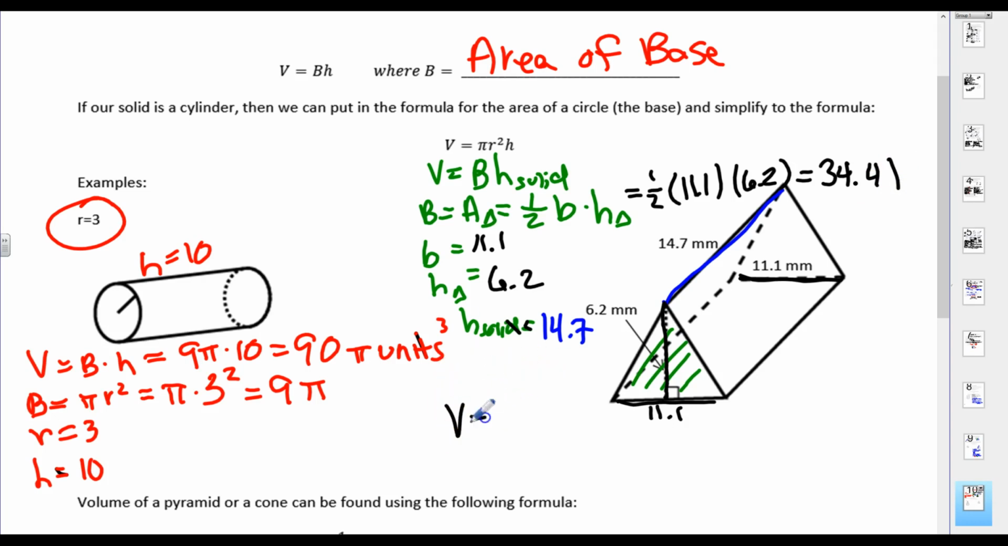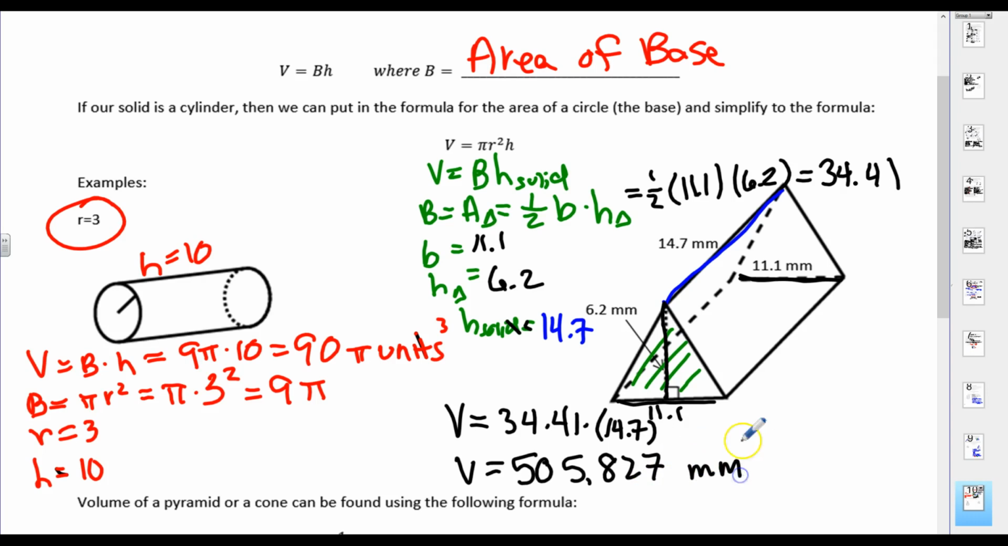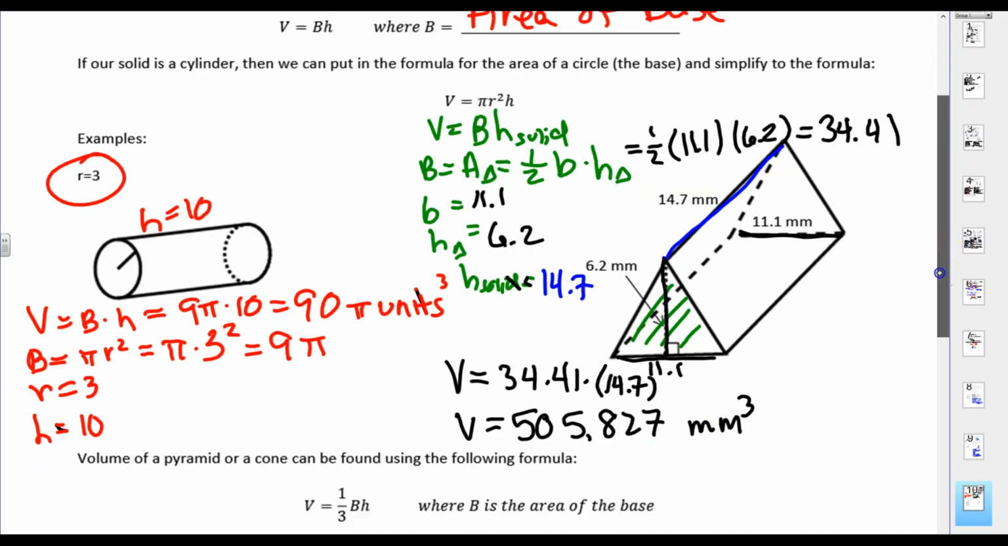So the volume equals area of the base, which is 34.41, times the height, which is the distance between the bases, which is that 14.7. So when I work it out, I get that the volume is in fact 505.827 millimeters cubed, because volume is cubed.